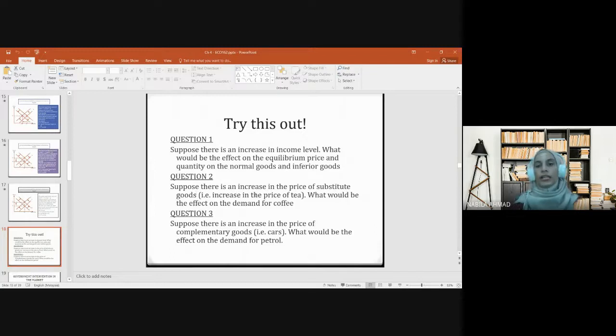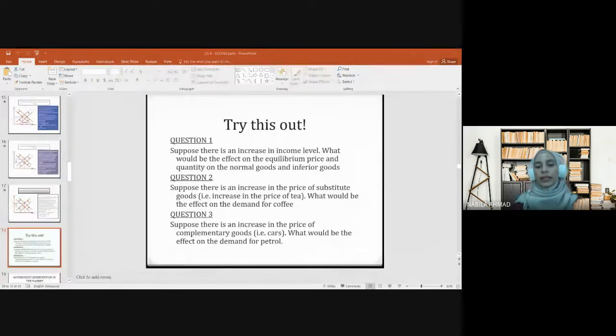Question 2, suppose there is increase in the price of substitute goods. Contohnya increase in the price of tea. So bila price of tea increases, what happened to the demand for coffee? Okay? And question 3, suppose there is increase in a price of complementary good, yeah, price of car. So when the price of car increases, what happened to the demand for petrol? Pun tadi ada kan? Okay? So cuba buat sketch, right? And then explain sedikit. Okay? Explain sedikit apa yang berlaku selepas the shift, right? Saya bagi dalam 10 minit and then kita discuss, right?